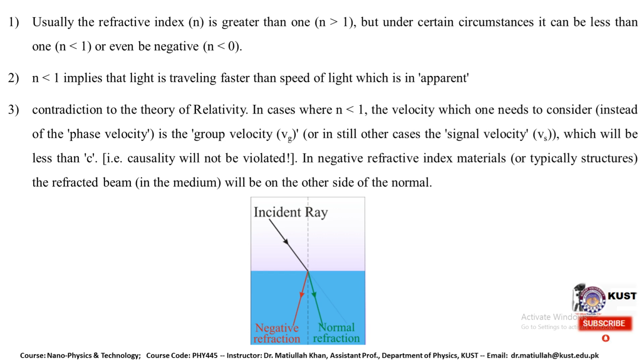So what happens when n is less than 1? The velocity one needs to consider, instead of the phase velocity, is the group velocity, called Vg, or in still other cases the signal velocity, which will be less than c. And in negative refractive index materials, which are typically structured, the refracted beams will be on the other side of the normal.